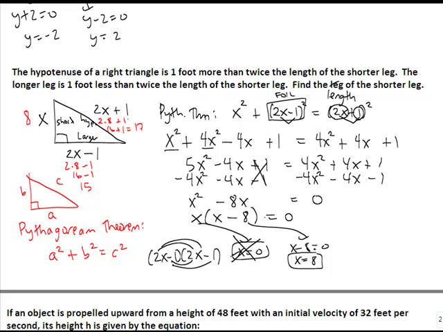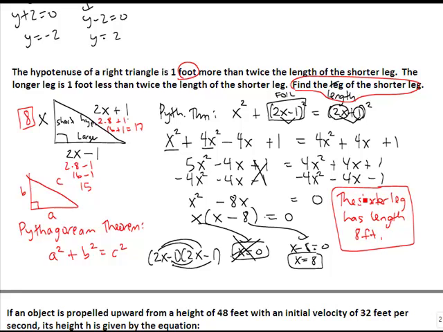Now make sure you're answering the actual question that's being asked. We were asked to find the length of the shorter leg. So the shorter leg was the side 8. And when you're solving word problems, you want to write your answer in a sentence. So we could say that the shorter leg has length 8. And the units up here we're referring to feet. So this would be 8 feet. And there's our solution.